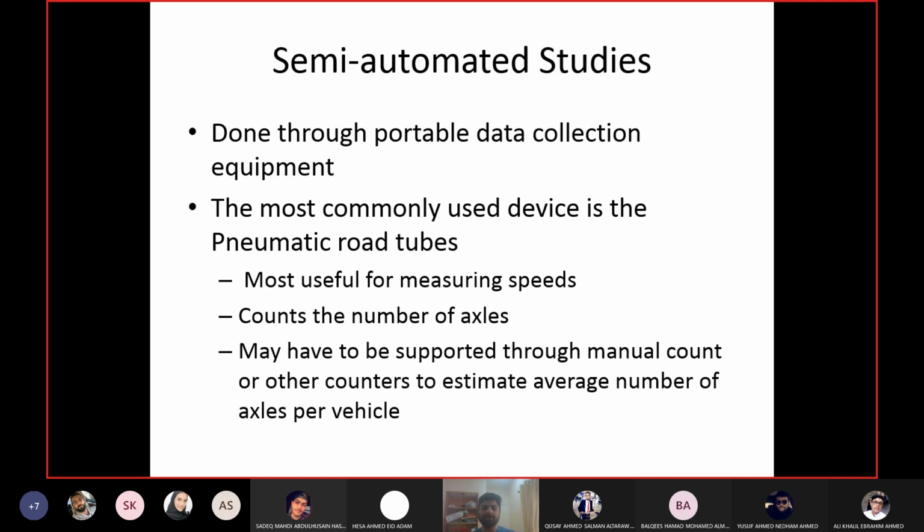Then we come to semi-automated studies. Semi-automated studies are those studies in which the data is recorded by an equipment, and you will transfer or acquire the data from the equipment later on. Like you do in the field, you don't have to record anything manually, or operate the instrument manually. But then why do we call it semi-automated? We call them semi-automated because the equipment is portable. So you carry the equipment with you, you place it in the field, and then once the data collection is finished, you carry the equipment back with you to the office.